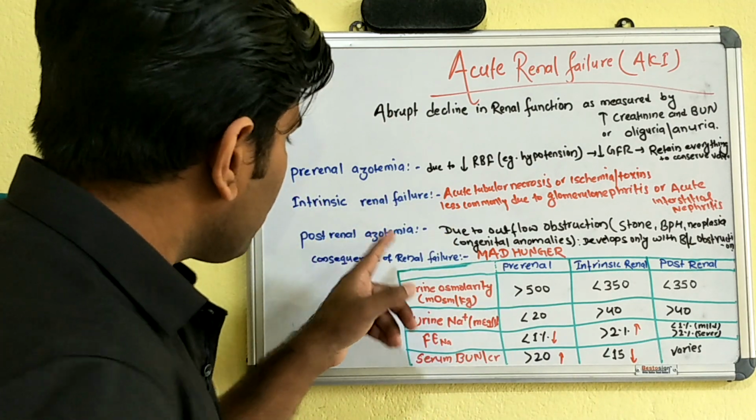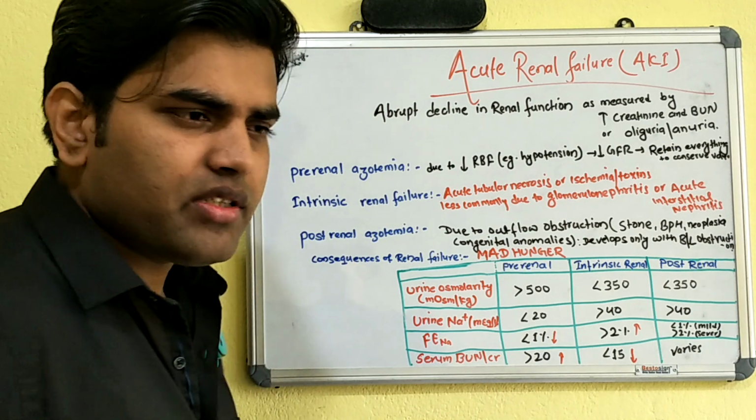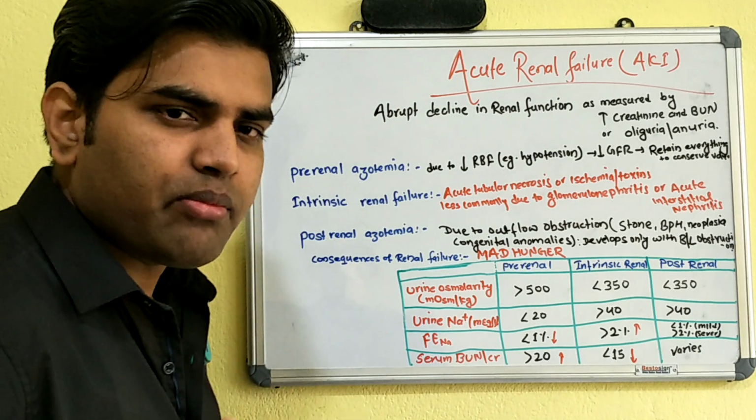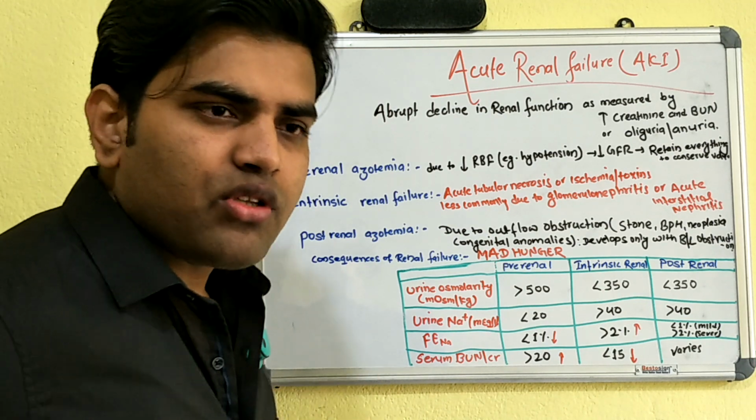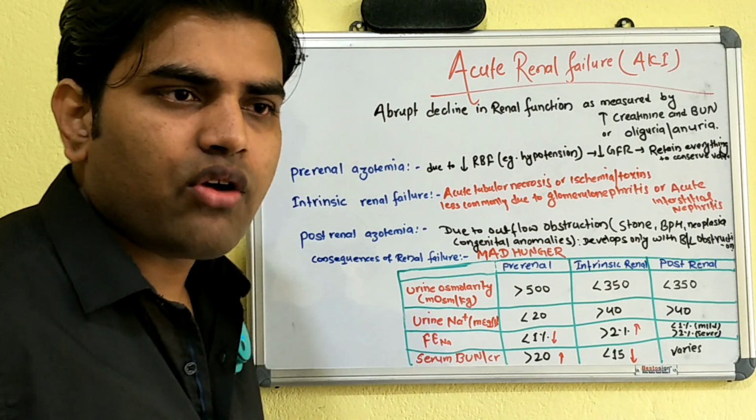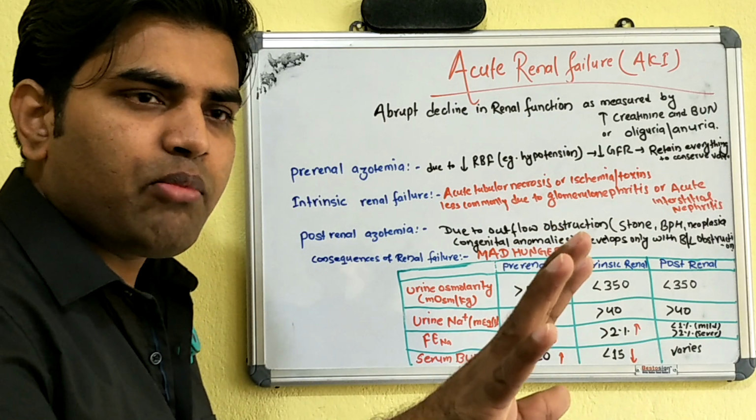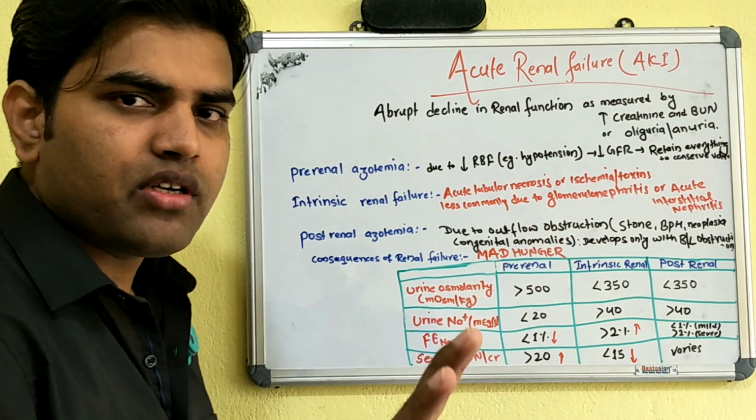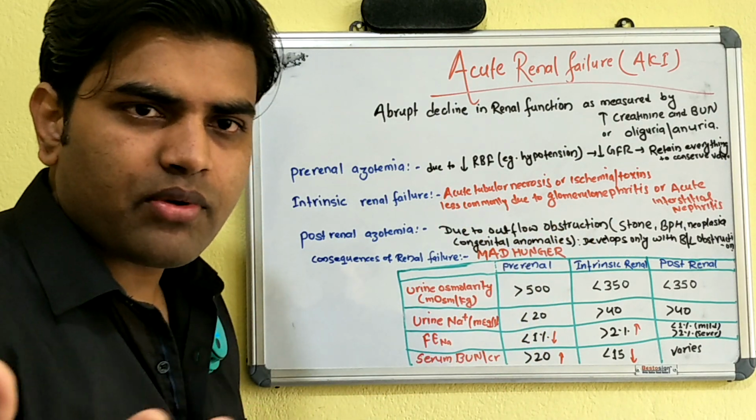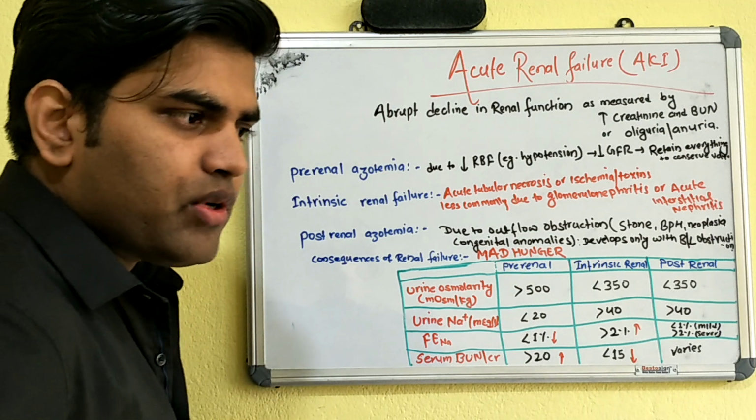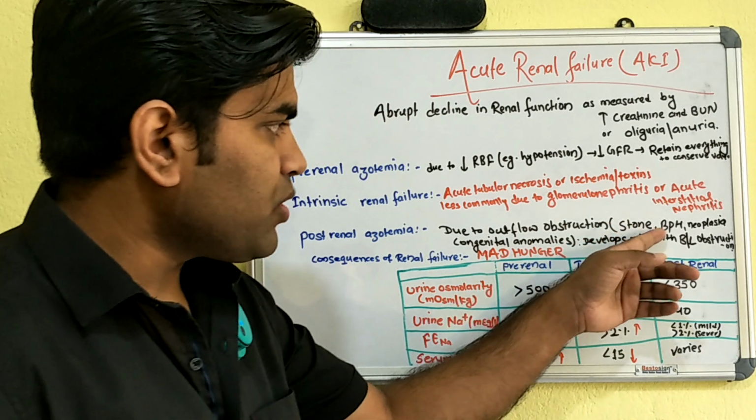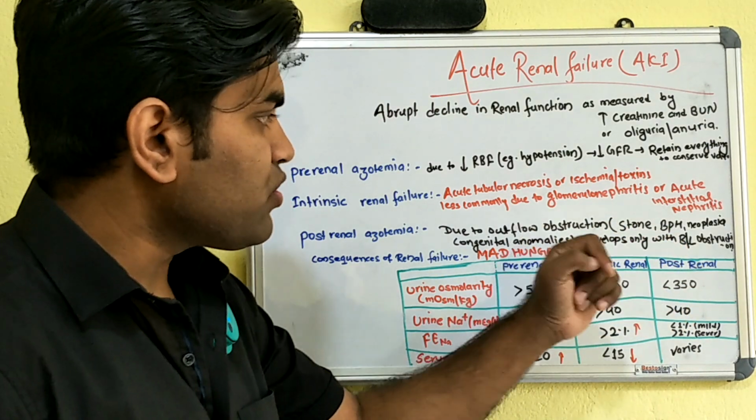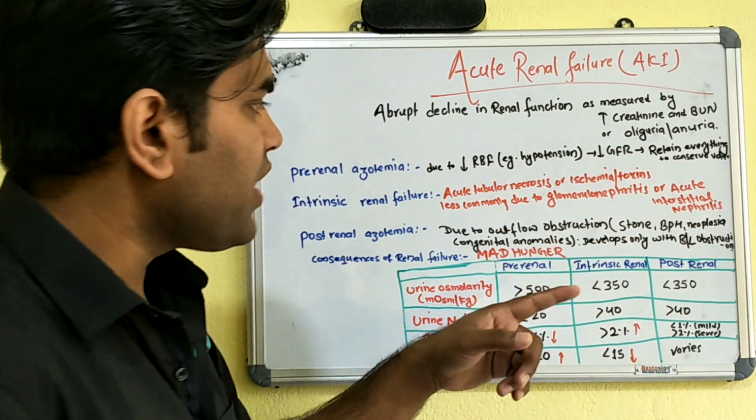Okay, now post-renal azotemia. Post-renal azotemia is where there is nothing wrong in the kidney, the previous blood supply is okay, the kidney is okay, but after the kidney there is obstruction: in the bilateral ureter a stone is there, or in the bladder there is a stone that is blocking the urethral sphincter, or in the urethra there is a stone. Or other conditions like benign prostatic hyperplasia, neoplasia, congenital anomaly.